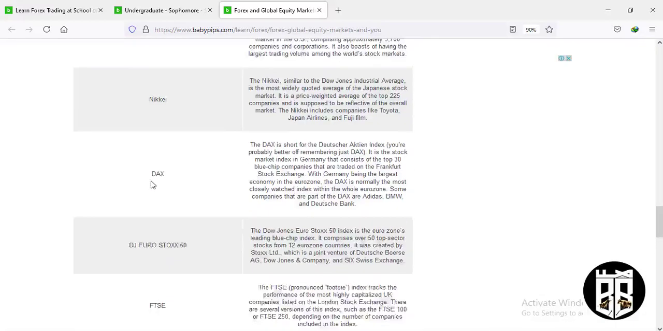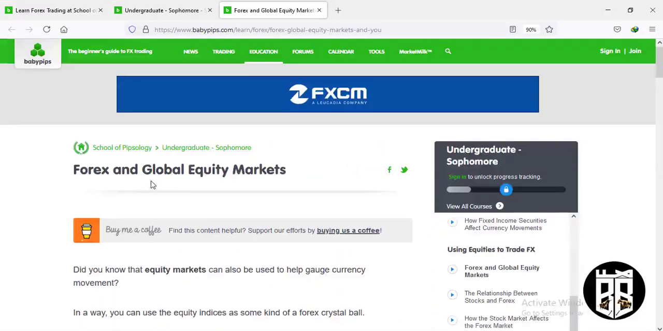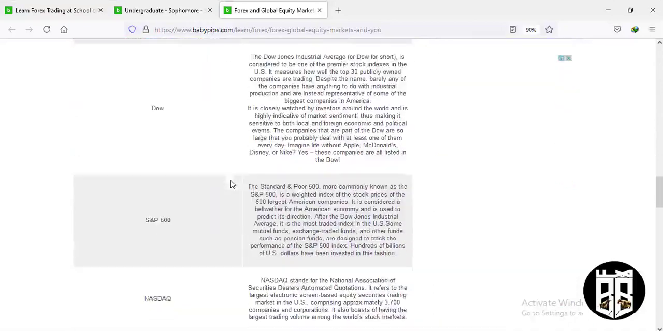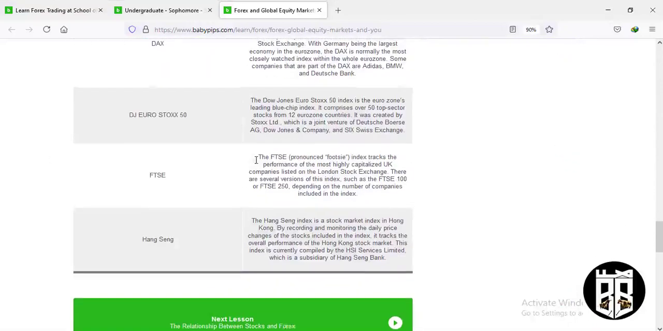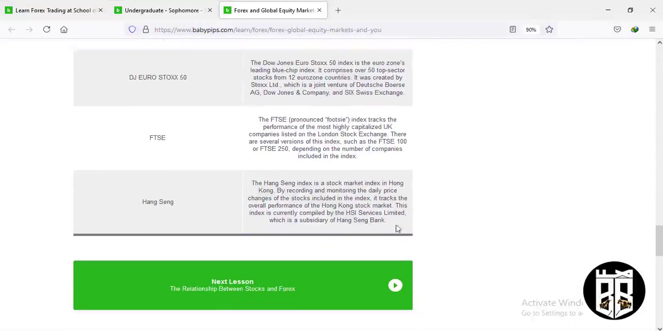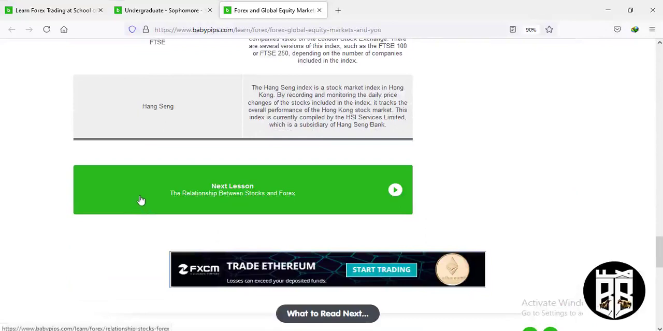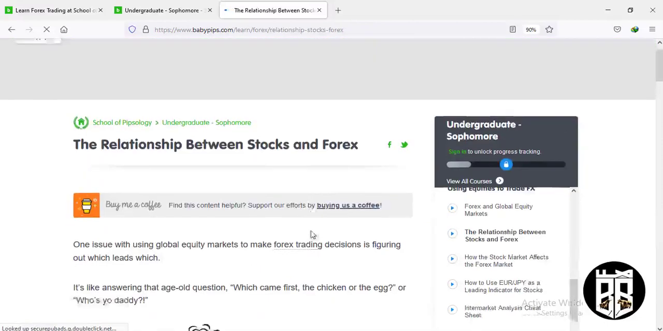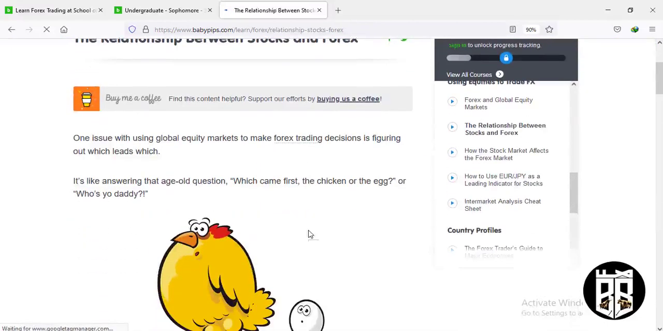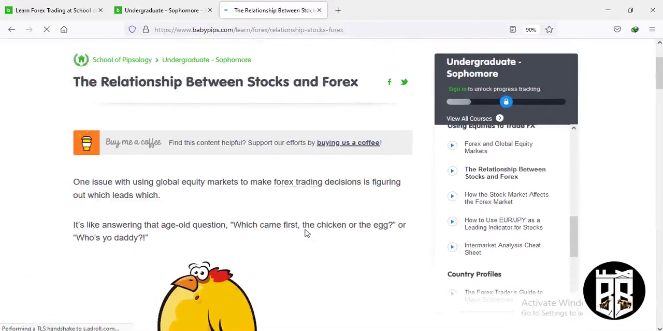Now, this is all we are learning from this section, Forex and Global Equity Market. So these are the equity markets we can use to gauge the forex market. Let's move to the next lesson, which talks about the relationship between stocks and forex. So here we are with the relationship between stocks and forex.